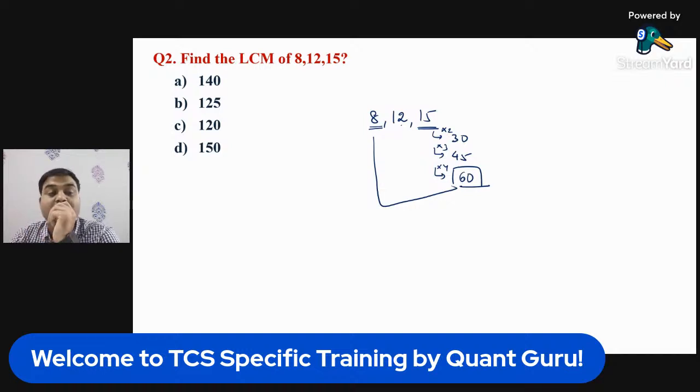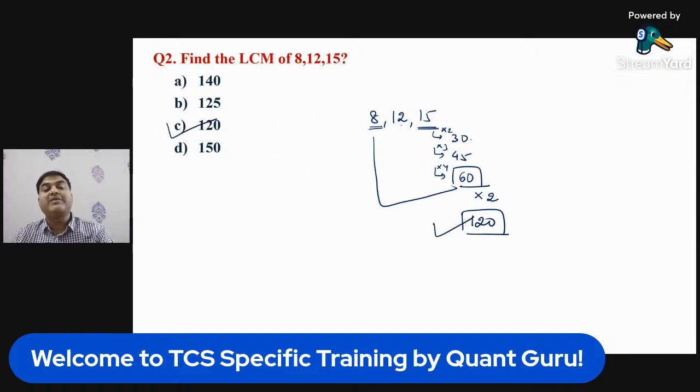Probably 8 cannot divide 60 completely. So once again multiply this number by 2 and check whether 8 can divide 120. Yes, it can. How many times? 8 ones are 8, and 40, so 15 times. 8 fifteens are 120. So 120 is going to be the LCM of the numbers.